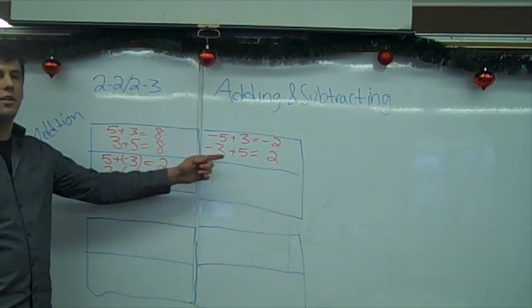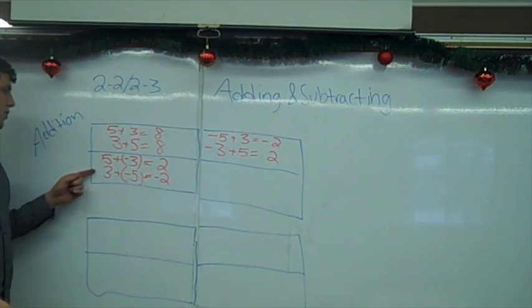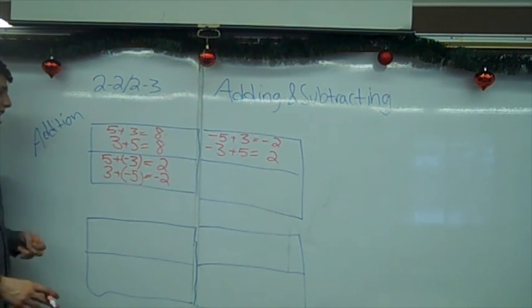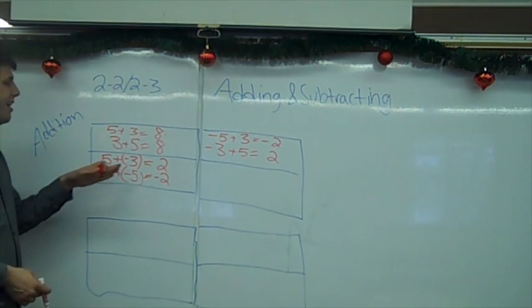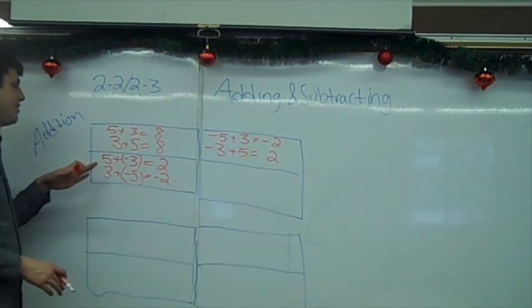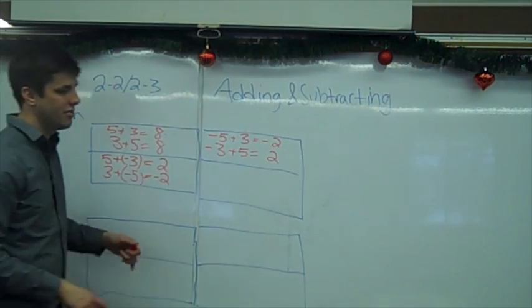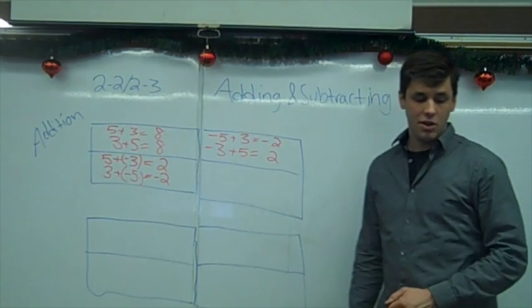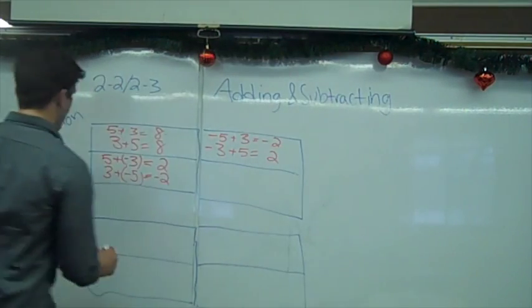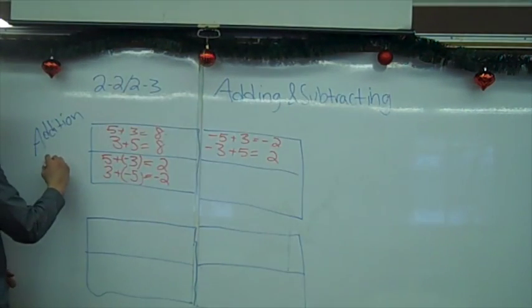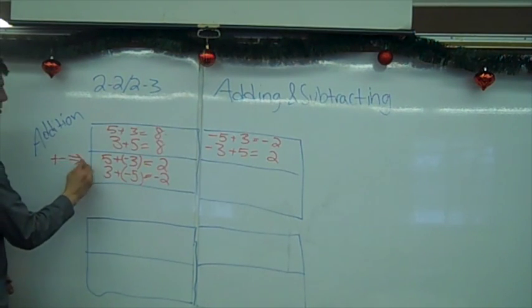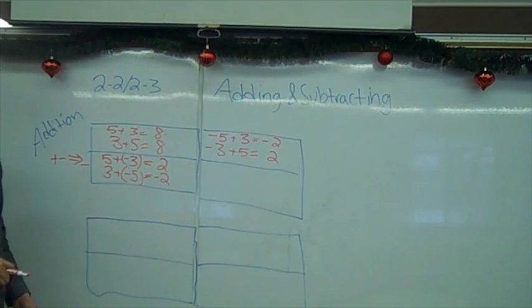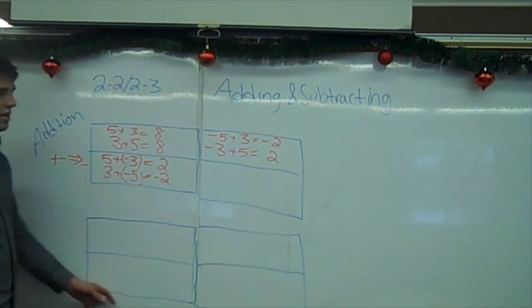Similar to up here, one of the important things to notice is that if the positive number is bigger, then the answer is positive. If the negative number is bigger, the answer is negative. And you may also want to note for this one that adding a negative is the same thing as just subtracting. So you can write that in that column.